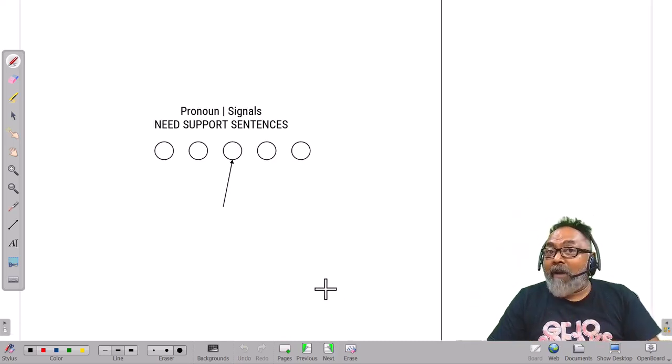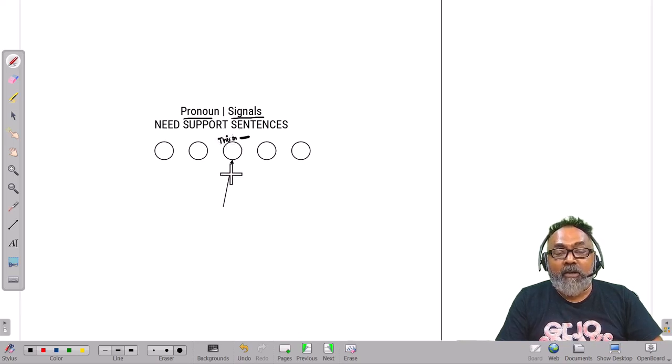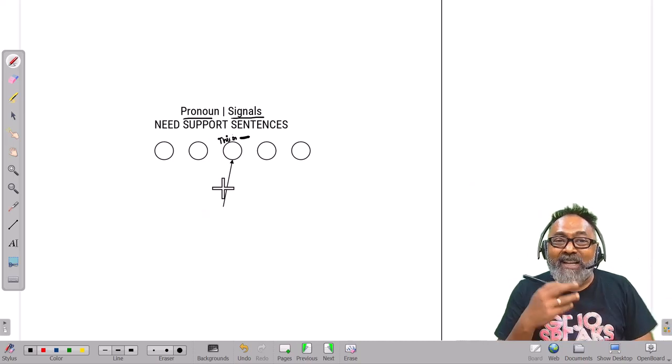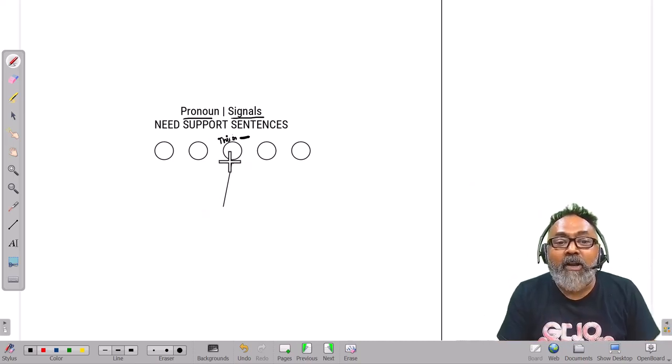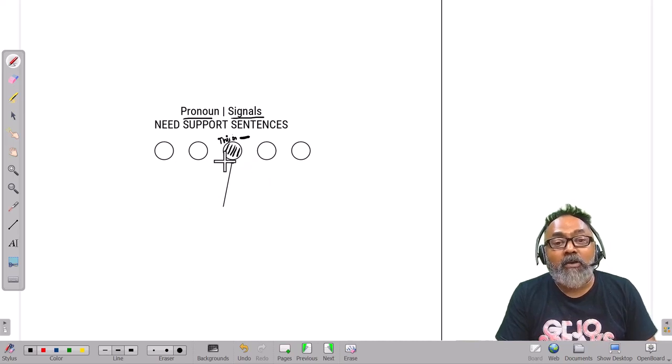But we have signals, pronouns, and other signals. So, for example, this particular sentence here, let's say the third sentence, starts with the words "this is due to" and something is mentioned, which means that sentence cannot stand on its own. That particular sentence now needs support. Let's assume that the sentence that can give support is sentence number 2. Now sentence number 2 has to give support to sentence number 3.